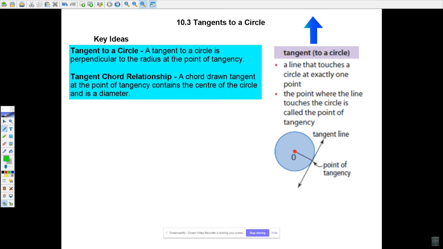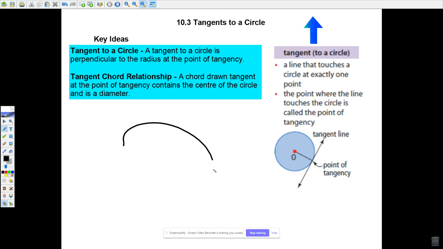A tangent to a circle is perpendicular to the radius at the point of tangency. Okay, let's read the second one and then we'll explain. A chord drawn tangent to the point of tangency contains the circle and is a diameter. So here's what this means.